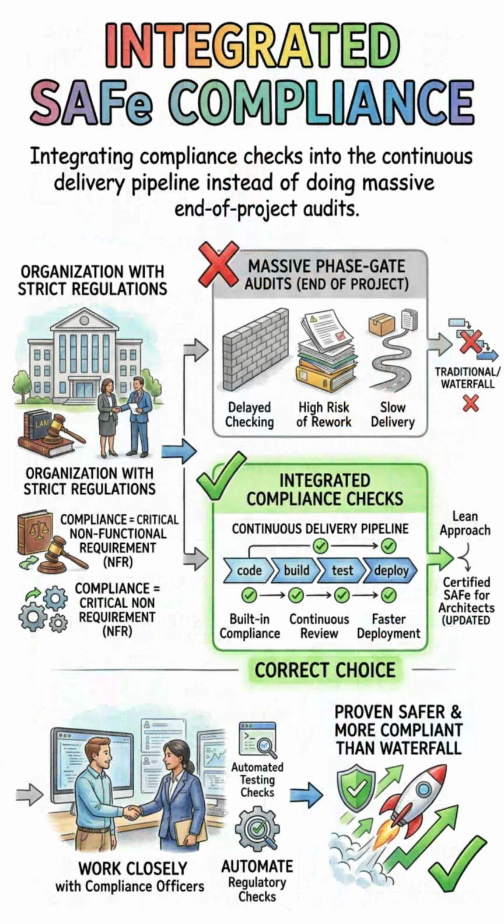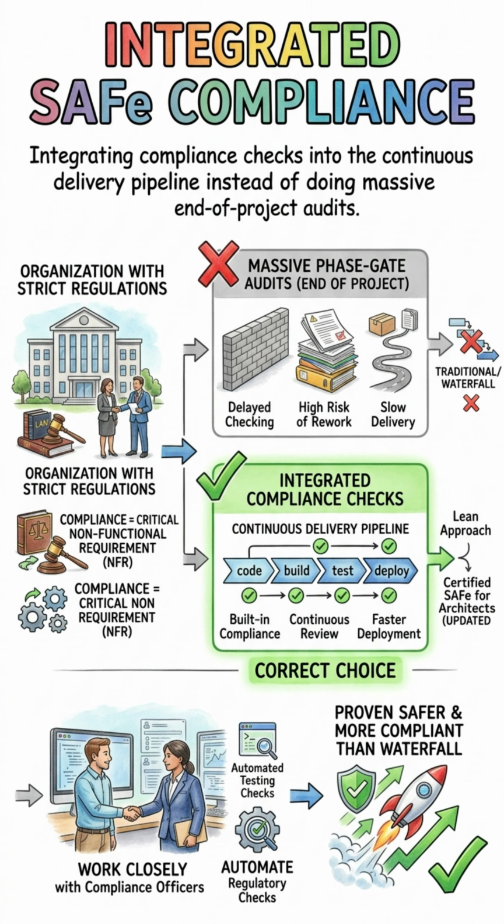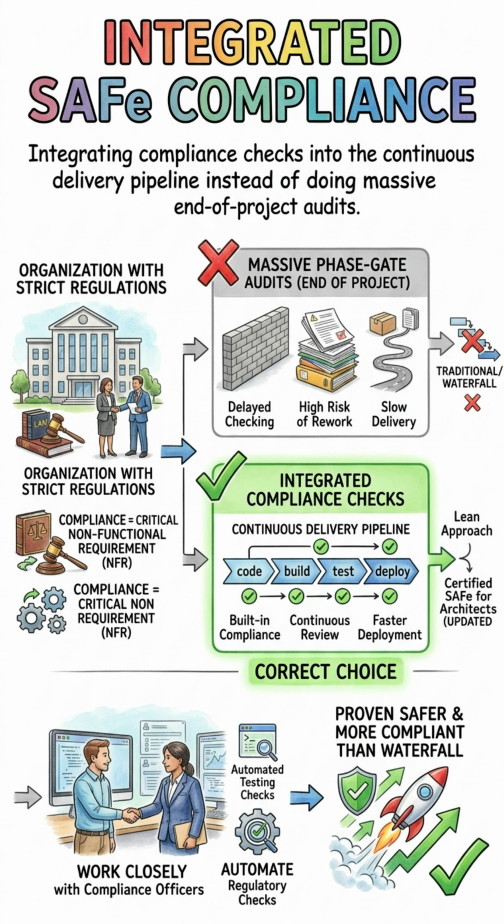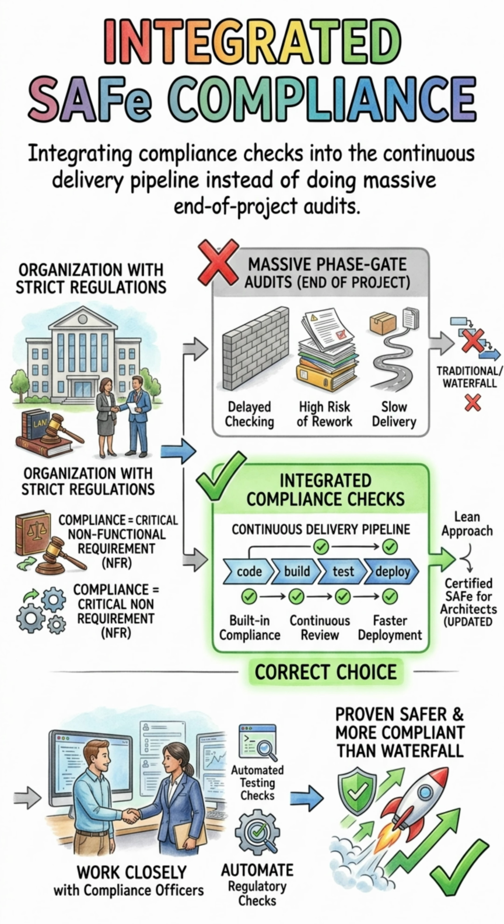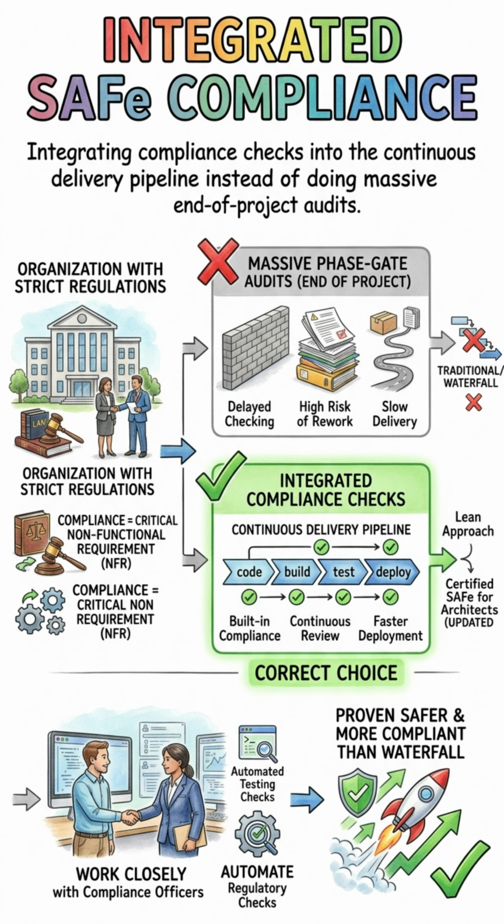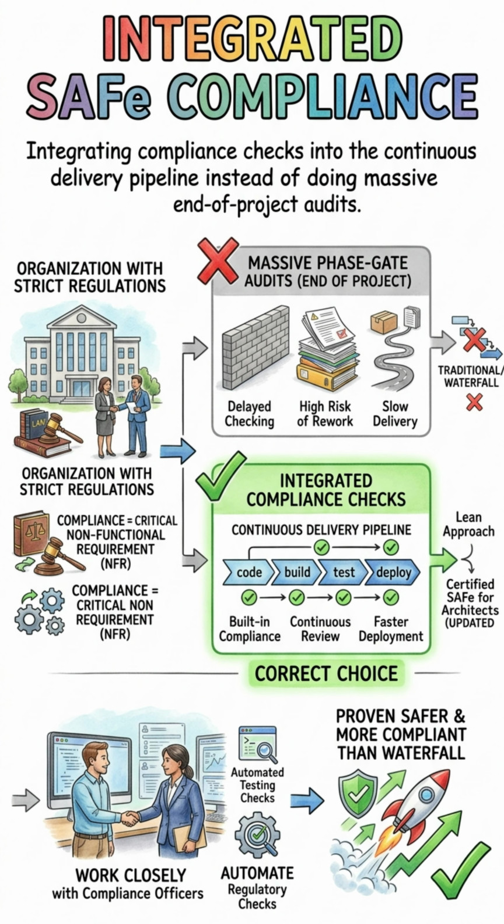For organizations dealing with strict regulations, compliance is often the most critical non-functional requirement. SAFe provides a lean approach to compliance, moving away from massive phase gate audits at the end of a project. Instead, compliance checks are integrated into the continuous delivery pipeline. You must work closely with compliance officers to automate their regulatory checks, proving that continuous delivery can actually be safer and more compliant than traditional waterfall methods.